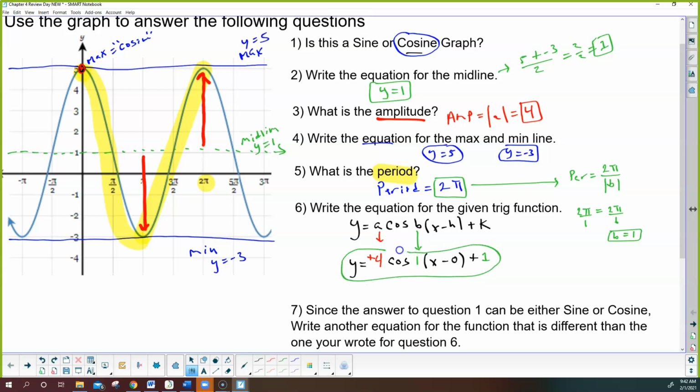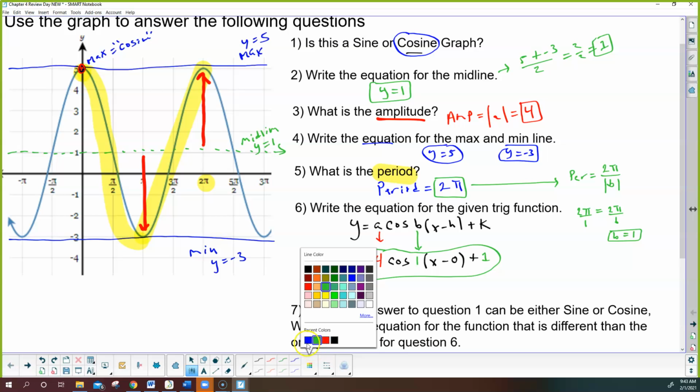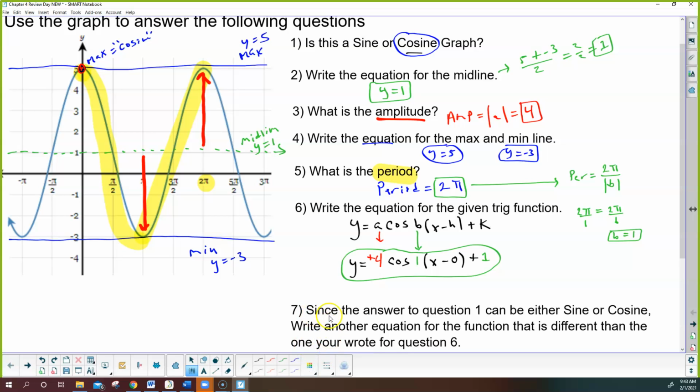Okay, and then number 7 is kind of a challenge problem. We didn't really talk about that at all. So I was curious how you guys would do this. And since we know that our answer to number 1 could be sine or cosine, and the only way that it differs is if I shift one left or right.